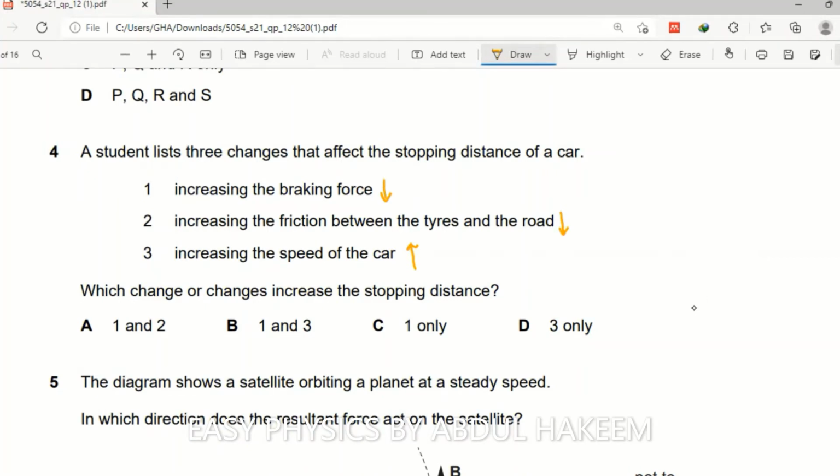Which changes increase the stopping distance? So out of 3 options, only option 3 is responsible for the increase. So the answer is D. The rest 2 are decreasing the stopping distance.